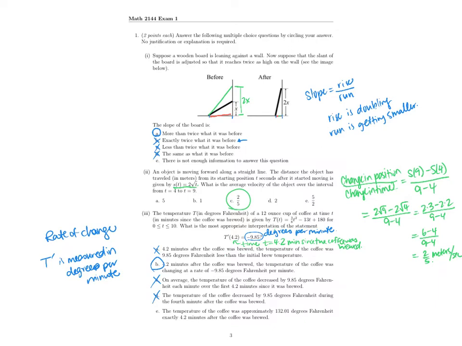What about E? It says the temperature of the coffee was approximately 132.1 degrees Fahrenheit, exactly 2 minutes after the coffee was brewed. So it looks like on that one they may have just plugged in the 4.2 to the temperature function to get that degrees Fahrenheit, but that's not really answering the question, so that's out.